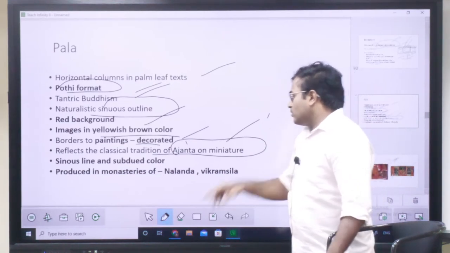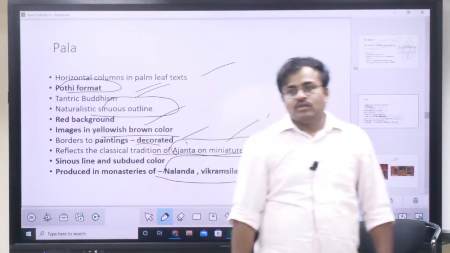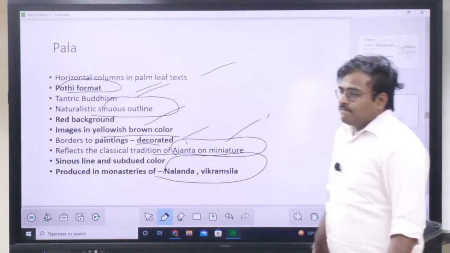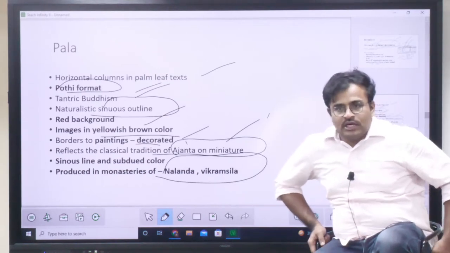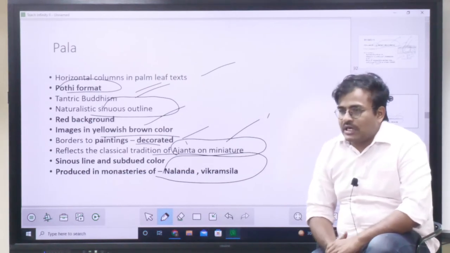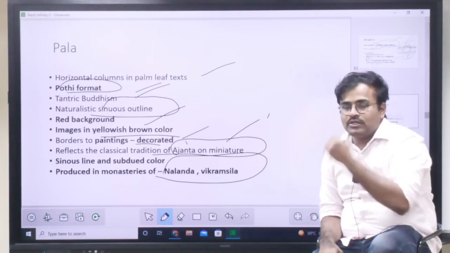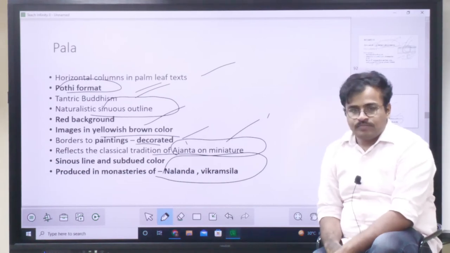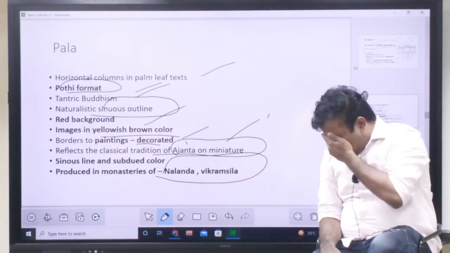They are mainly produced in the monasteries of Nalanda and Vikramashila. Pala sculpture is there; similarly, Pala painting is also done mainly in Nalanda and Vikramashila. Are you getting this? So this is the Pala Pothi format of painting. There is a good possibility of a prelims question on this. The most prominent text is the Prajna Paramita Sutra. Prajna Paramita Sutra is the most important textbook for Pala paintings. Sutra is a book, a book with paintings.